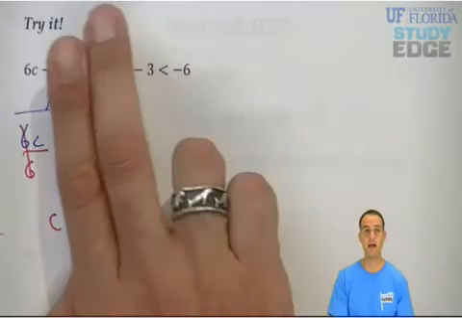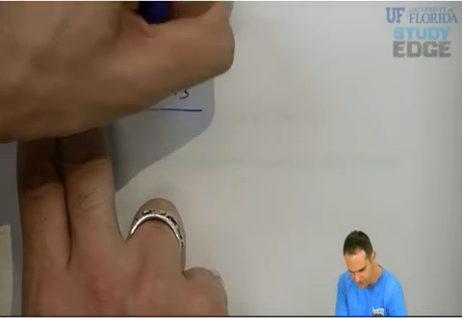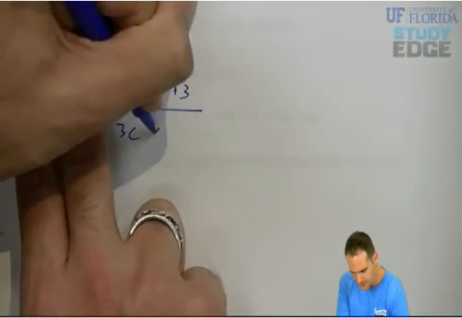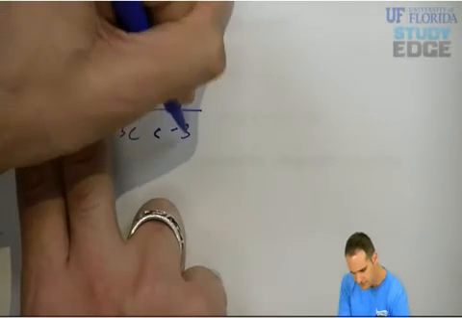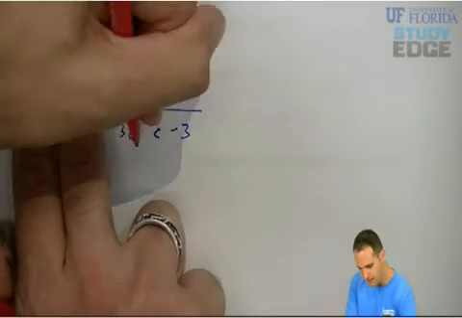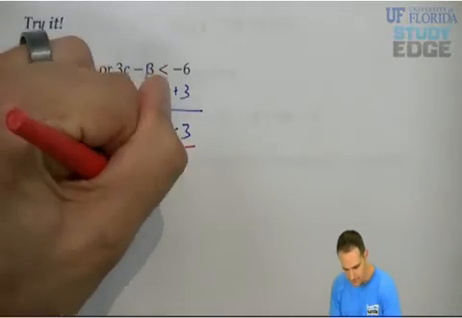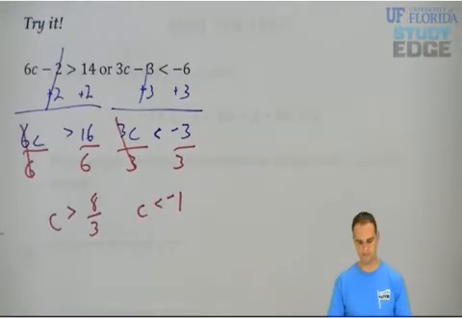Then we go to the right inequality. Add 3 to both sides. Add 3, add 3. We get 3c is less than negative 6 plus 3, which is negative 3. Then, divide both sides by 3, and c will be less than negative 1.